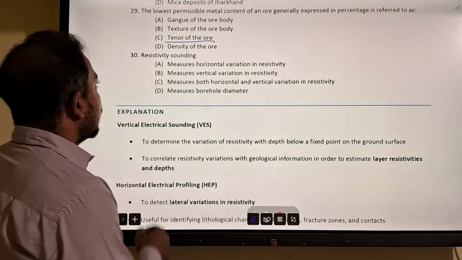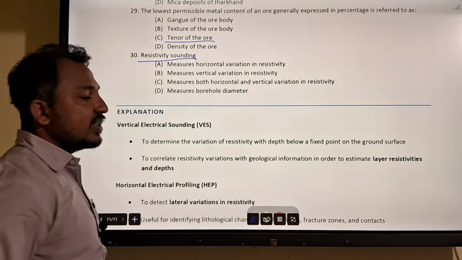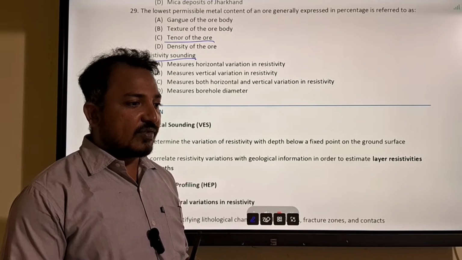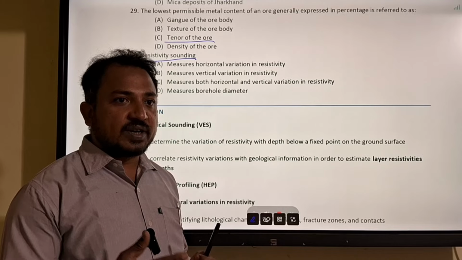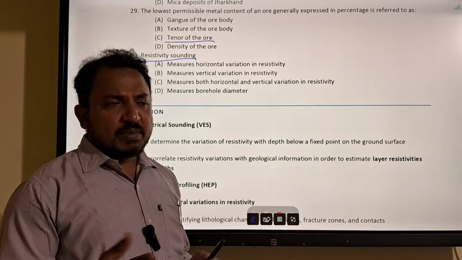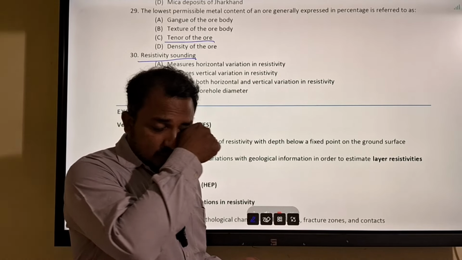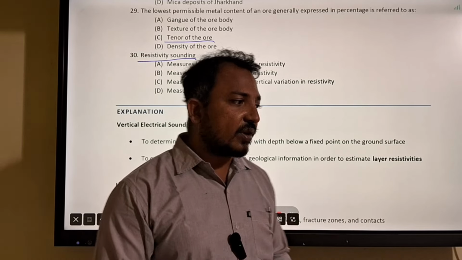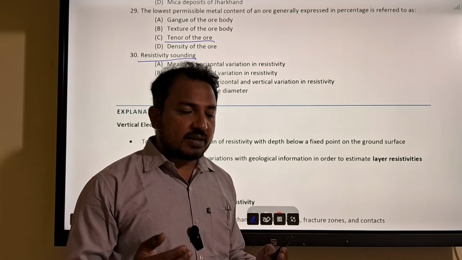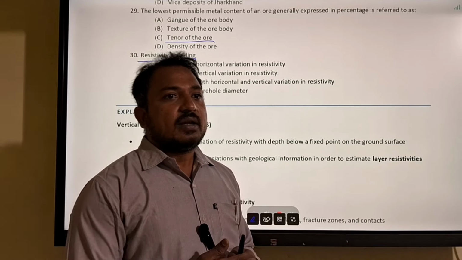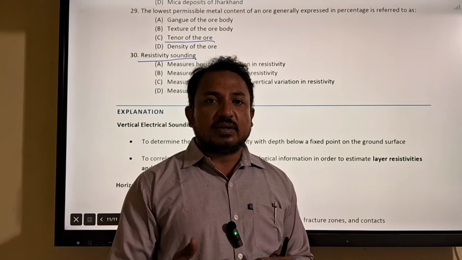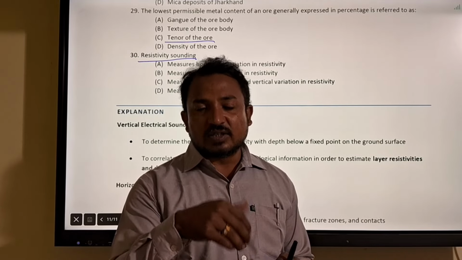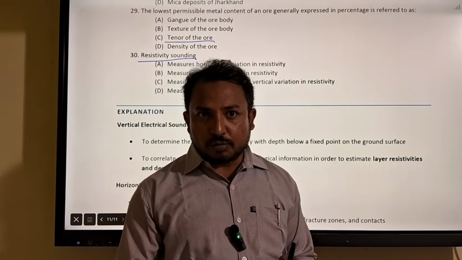Next question comes to resistivity sounding. So resistivity sounding comes under the resistivity method, where we use different types of methods, that is the Wenner method, Schlumberger method, according to the electrode arrangement. So what we do in the resistivity method, I will briefly explain. In the resistivity method, we supply current to the subsurface region by putting electrodes.